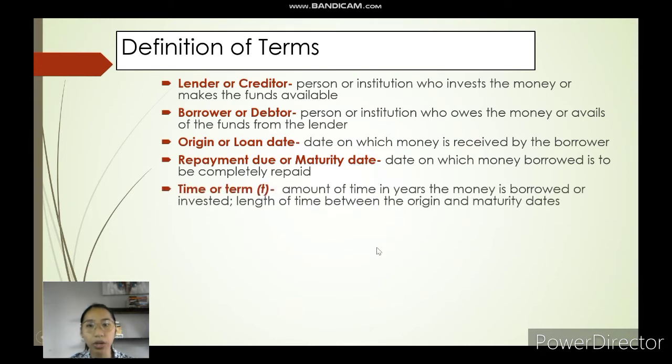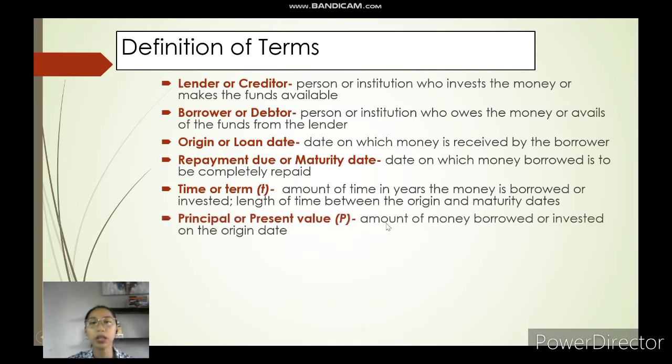Next is time or term. This is the amount of time in years the money is borrowed or invested. This is the length of time between the origin and maturity dates. So, katong imong origin nga date, katong nag-loan ka or nanghiram kag kwarta, up to the date nga nag-borrow ka, katong iyang length or gap or span sa time is called time or term. And most of the time it is expressed in years.